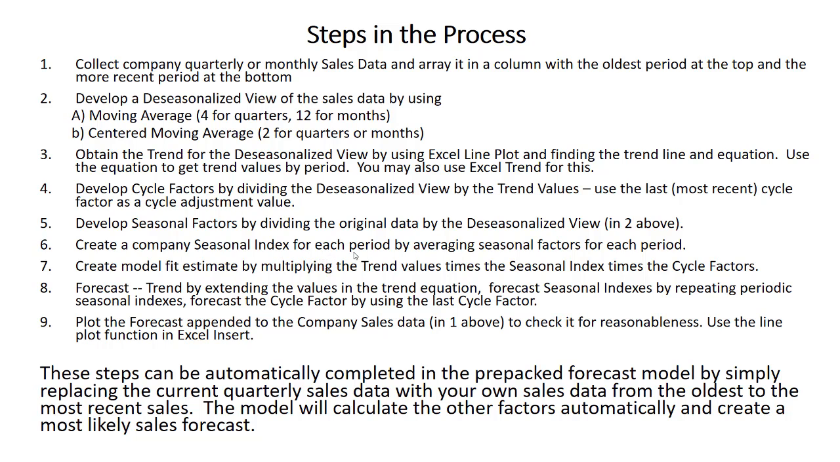We're going to get the average of those seasonal factors that we developed up to step 5 and create a seasonal index that will repeat year after year. So it's easy to estimate the future values of that seasonal index because they remain relatively constant for your company. And we multiply the trend values times the seasonal index times the cycle factors to create the forecast. So it's got all the components. It's got trend, seasonal index, and cycle factors in the forecast values.